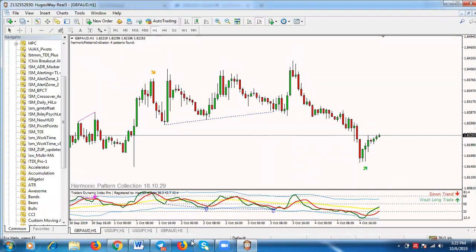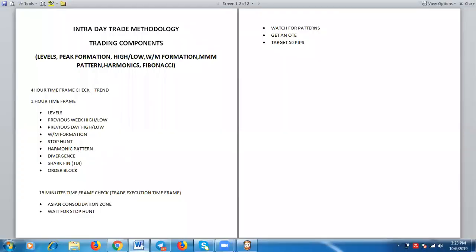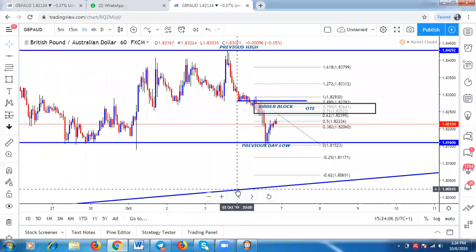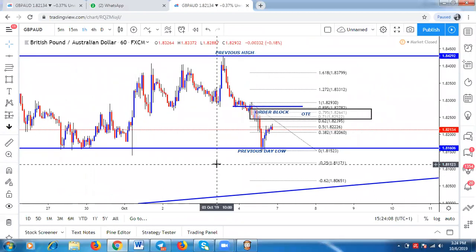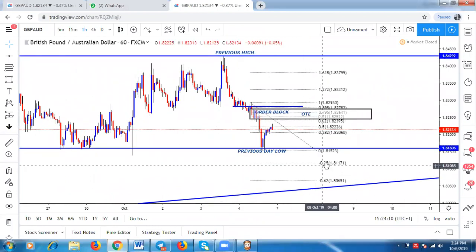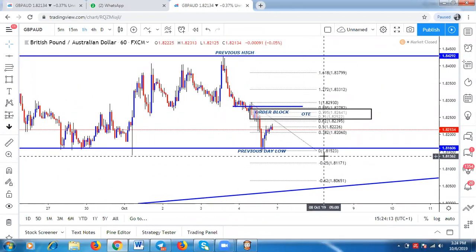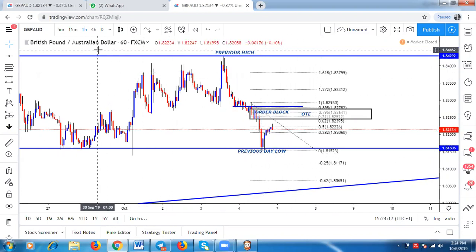So what's the next thing we're looking out for? Shark fin order block. So we have our 1 hour time frame methodology all checked. Now you're not going to have everything, but you see, having multiple confirmations will help you take high probability trades. Do you understand? So that's the purpose of having a trade methodology that you follow every time. There are certain things you need to see before you take a trade. Okay, so that's just how I'm going to attack this.